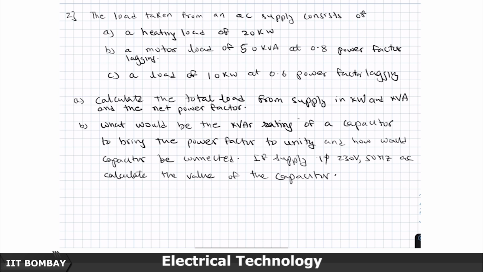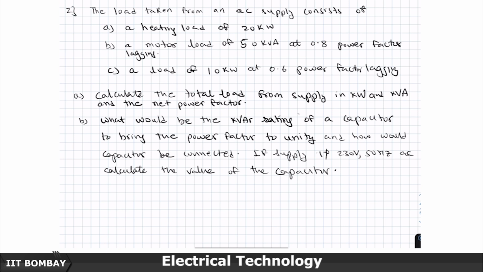Then what would be the kVAR rating of the capacitor to bring the power factor to unity, and how would the capacitor be connected? So, it should be connected always in shunt. If the supply is single phase 230 volts 50 hertz AC, calculate the value of the capacitor. So, let us do it. Let us take the A part.